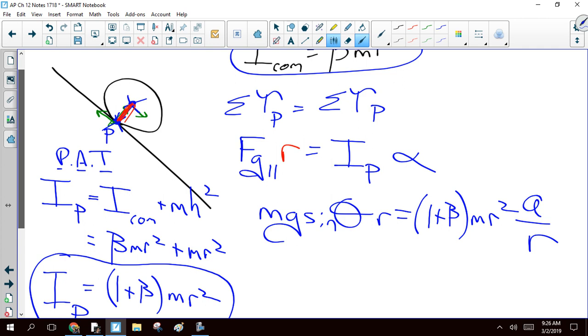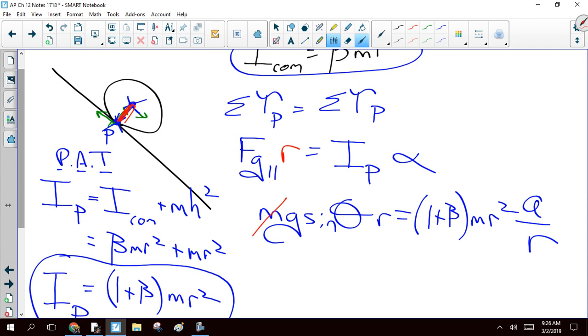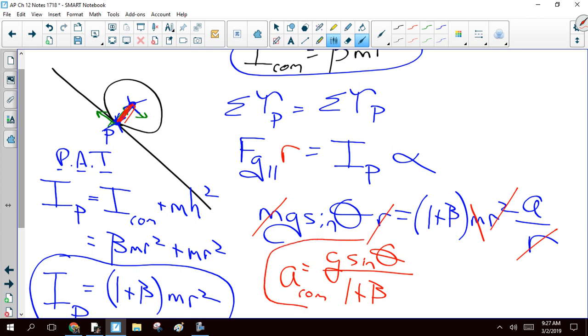Look at that. One fell swoop. We're done. Look at this. The m's cancel. Multiply both sides by r. You've got r squared on both sides. Divide both sides by 1 plus beta, and you get a equals g sine theta over 1 plus beta. I again was sloppy. This is about the center of mass.